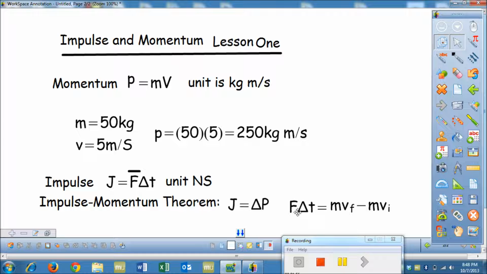Okay, so the impulse, the force times the change in time, is the mass times the final velocity minus the mass times the initial velocity. So we can solve a bunch of problems now based on this.